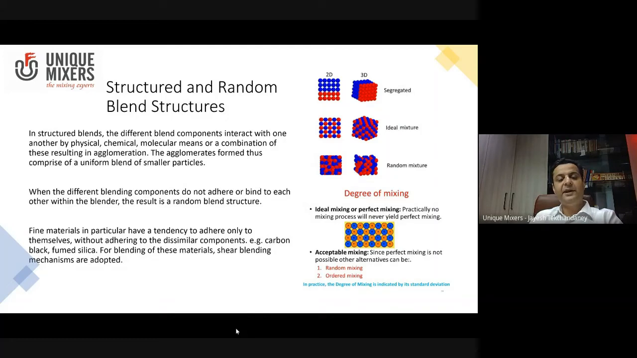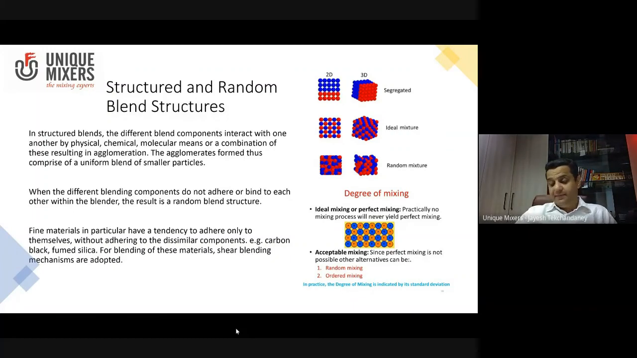So we basically refer to them as structured and random blend structures. Let us understand what we mean by that. In structured blends, the different blend components interact with one another by physical, chemical, molecular means, or a combination of these, resulting in agglomeration. The agglomerates thus comprise a uniform blend of smaller particles. So these are structured blends. When the different blending components do not adhere or bind to each other within the blender, that is when we say the structure is random. It's a random blend structure.